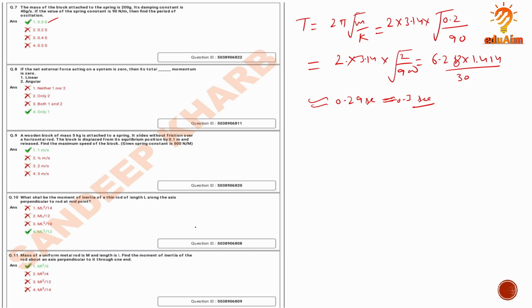Question 8 is: if the net external force acting on a system is 0, then its total dash momentum is 0. If the net external force acting on a system is 0, then the center of mass will not move, so the linear momentum is 0.